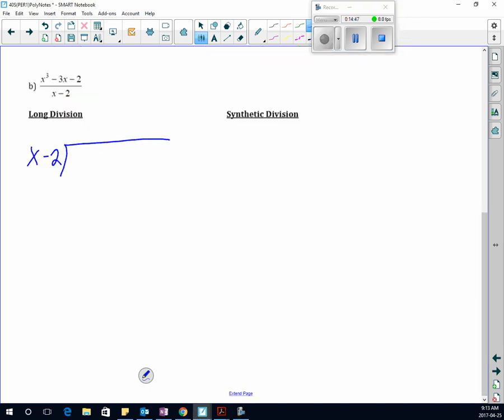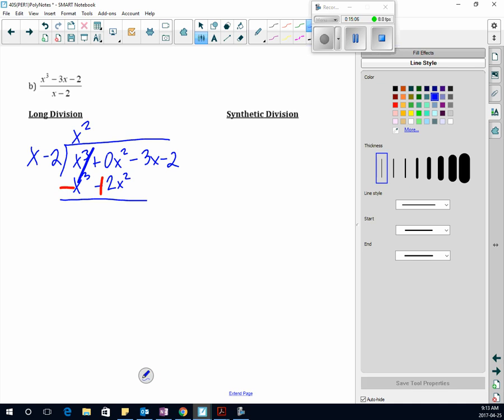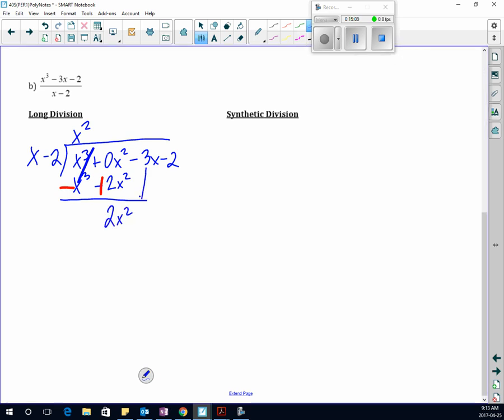Okay, so x minus 2 goes into x cubed plus 0x squared minus 3x minus 2. So x squared. So I get x cubed minus 2x squared. I got to switch the signs. Bam, bam. That cancels. I get a 2x squared. I bring that down, minus 3x. So then I get a plus 2x. So 2x squared minus 4x. Again, I switch the signs.